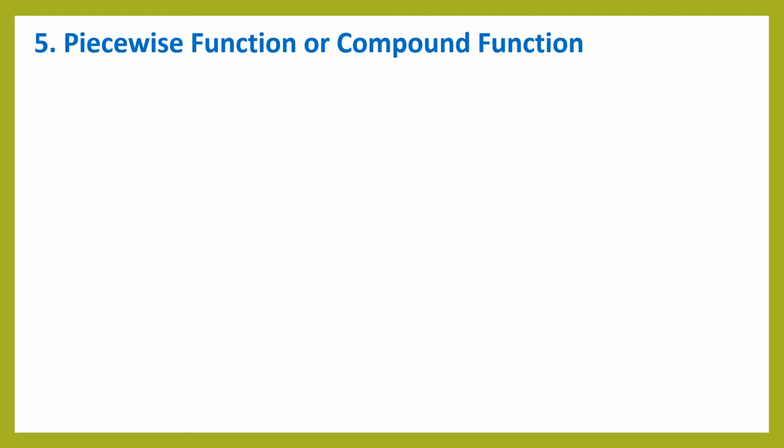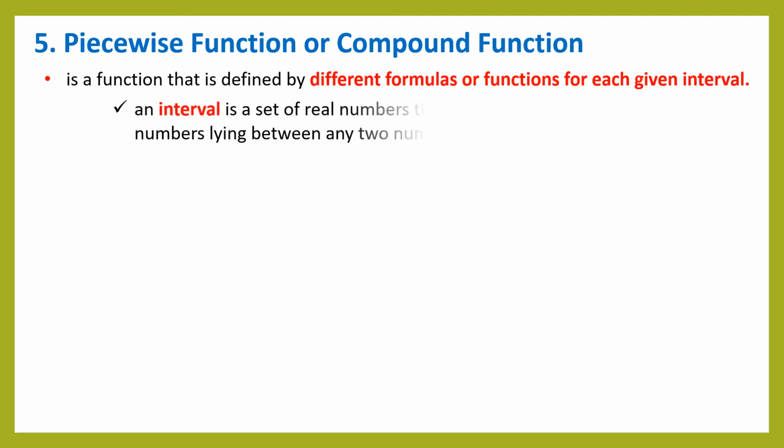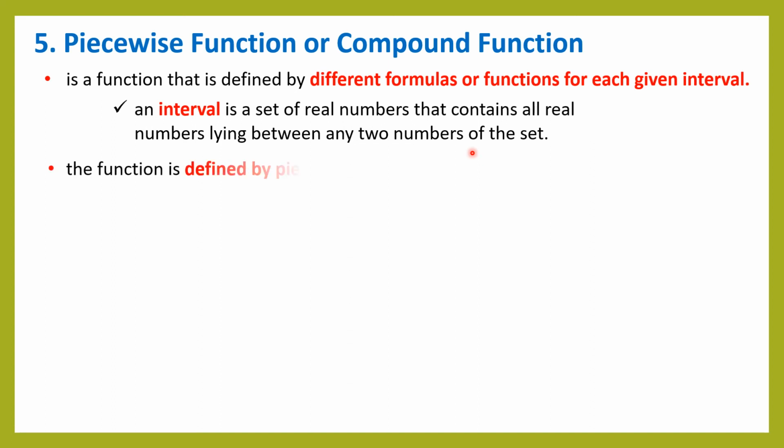Number 5, piecewise function or compound function. It is a function that is defined by different formulas or functions for each given interval. An interval is a set of real numbers that contains all real numbers lying between any two numbers of the set. So the function is defined by pieces of functions for each part of the domain.